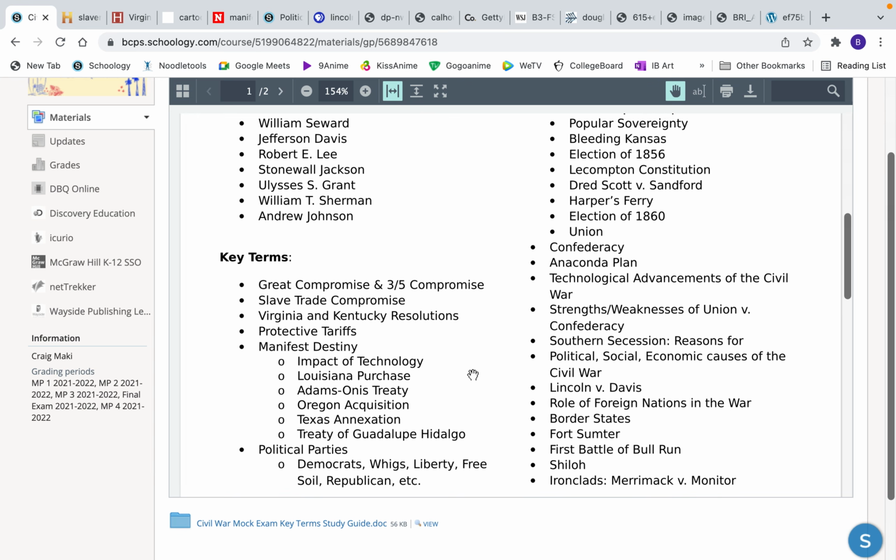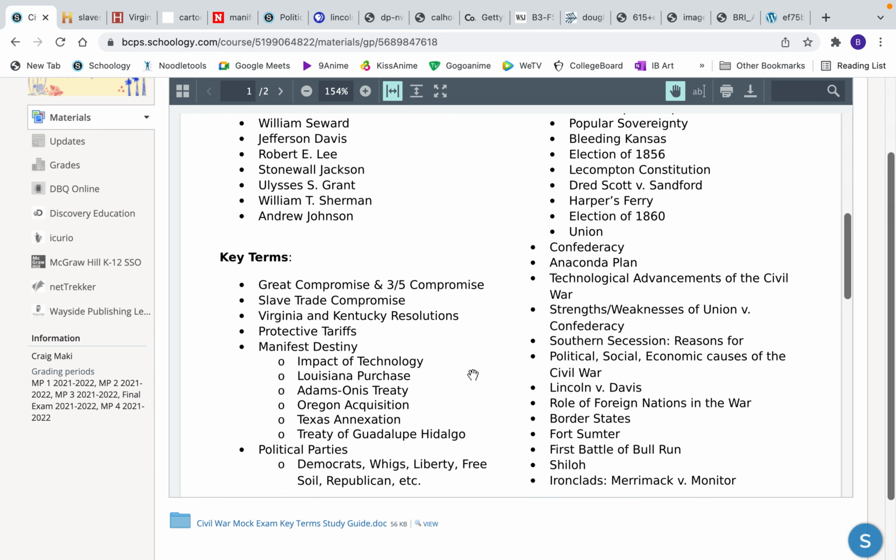So the 3/5 compromise states that any slave counts as 3/5 of a person towards your state size, state population, and so that boosted the southern states population enough to make them happy, and also kept them at bay enough to make the North happy. You really can't make this up, folks.